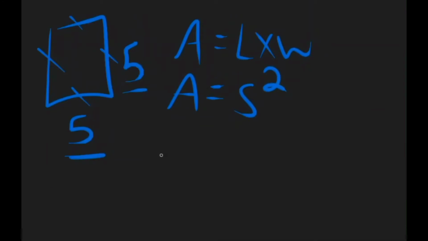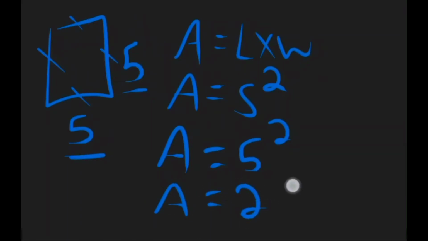Now when it comes to the equation for a square, area equals length times width. But both length and width are the same, so we can change the equation to area equals side squared. So for this square, area equals 5 squared, so the area of this square is 25.